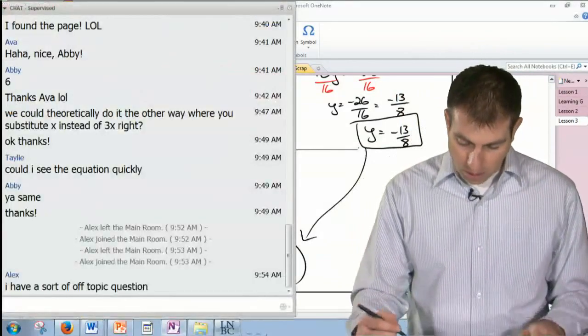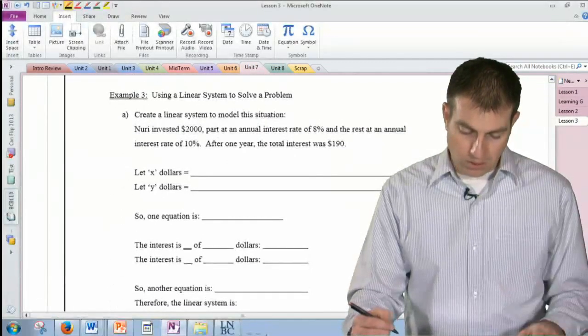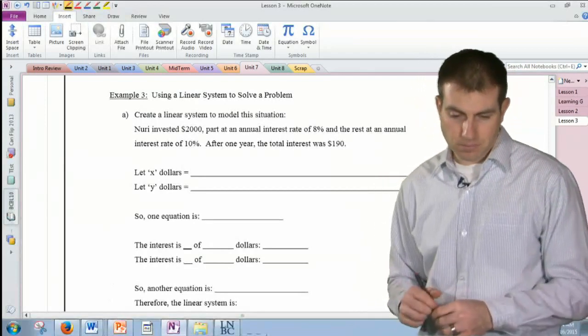Alex, of course you have an off-topic question. What is it? Let's have it. I'll get ready to do the third example while you think about your off-topic question.